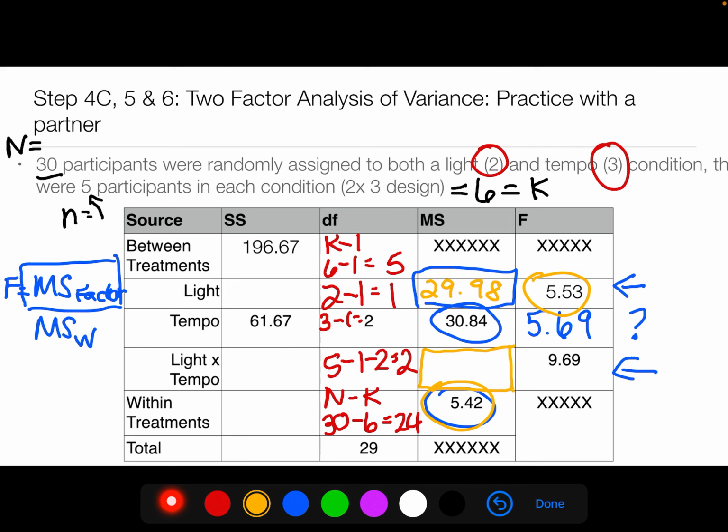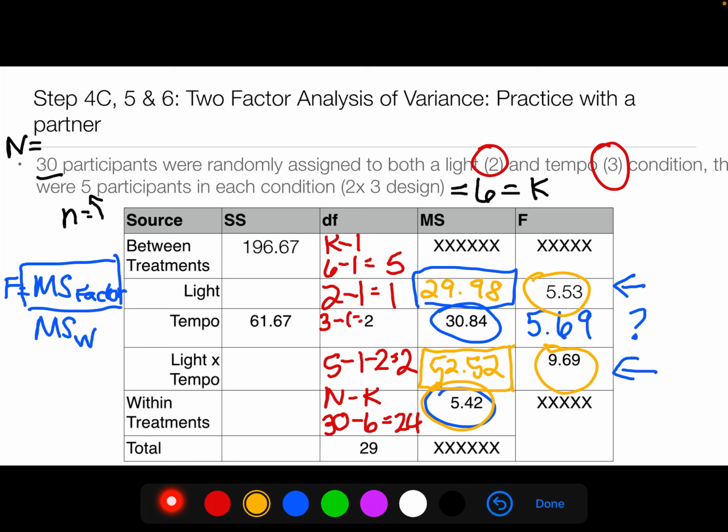Our mean square of interaction, we're going to multiply our 9.69, sorry, my Apple Pencil just died, and we're going to multiply that times our 5.42. When we do that multiplication, we're going to get 52.52. So again, we did that by multiplying our 9.69 times that 5.42.